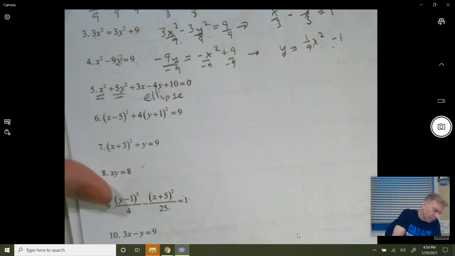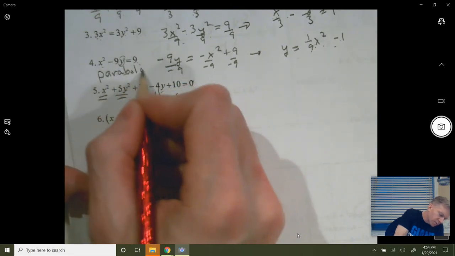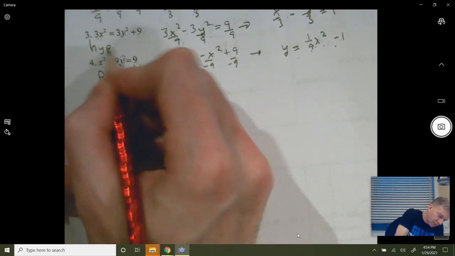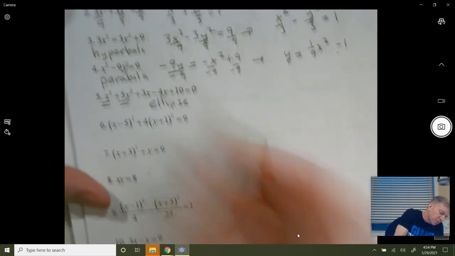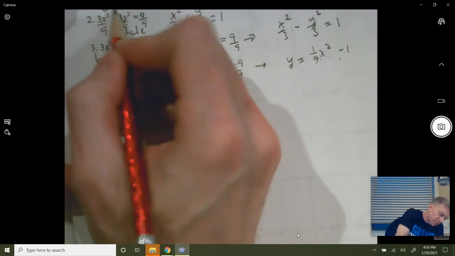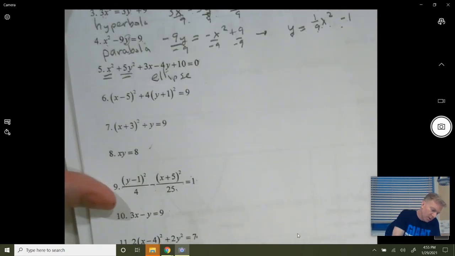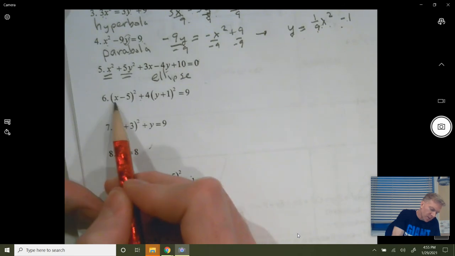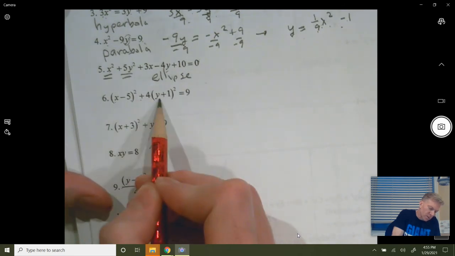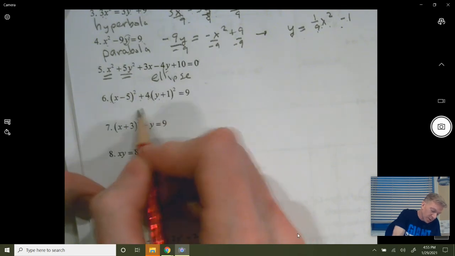Okay, let me go back and write these answers up here. That was a parabola. This one was a hyperbola. This one was a circle. And this one was an ellipse. Okay, the next one, plus. You have a plus and a plus. So different coefficients. This has a 1, that has a 4. That's going to be an ellipse.